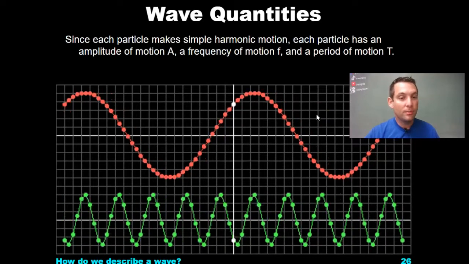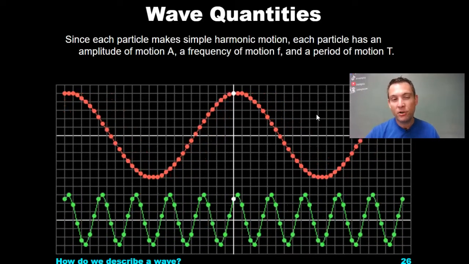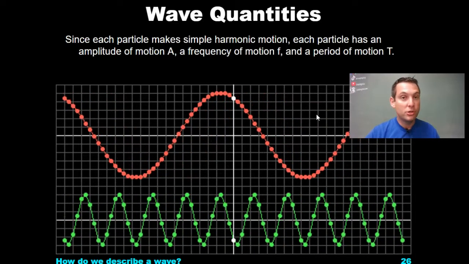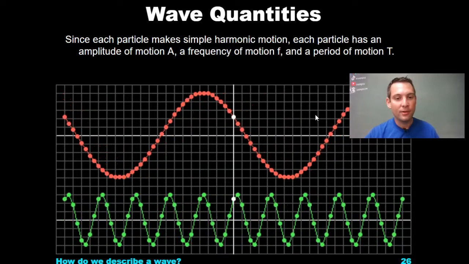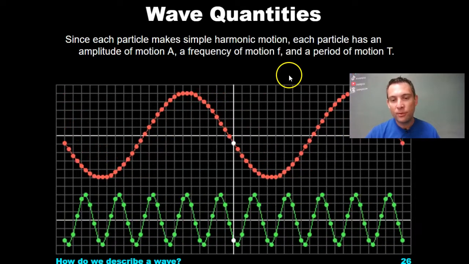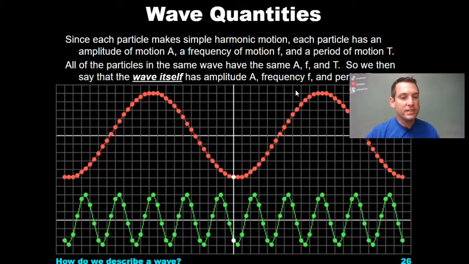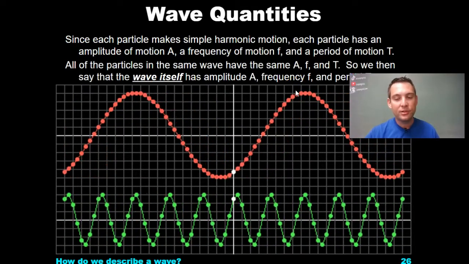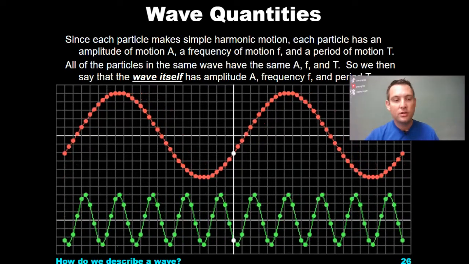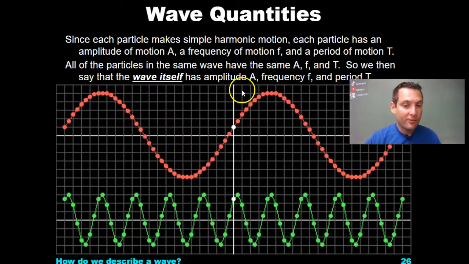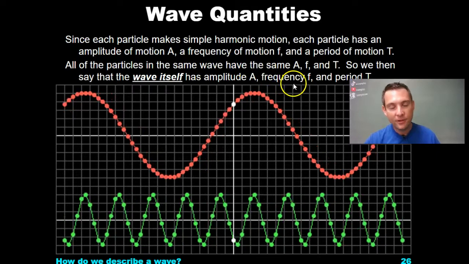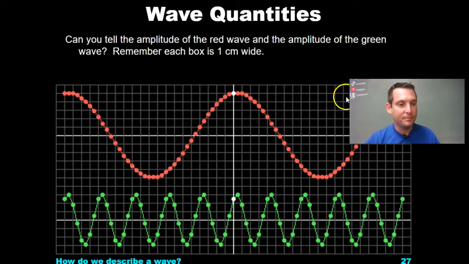Since each particle makes simple harmonic motion, each particle has an amplitude of motion, which we'll call A, capital A, a frequency of motion, lowercase f, and a period of motion, capital T. All the particles in the same wave have the same amplitude, frequency, and period. So we would say the wave itself has an amplitude A, frequency f, and period, capital T.